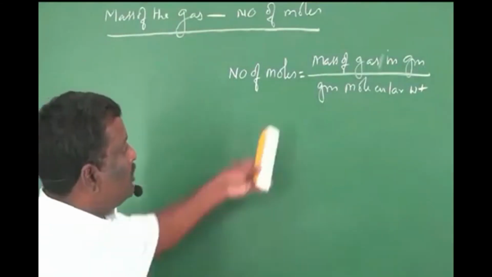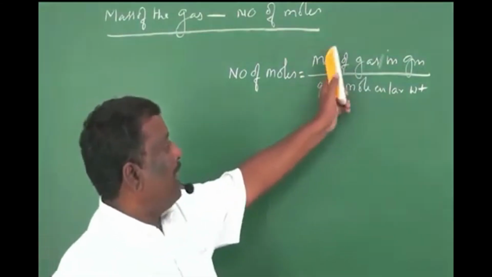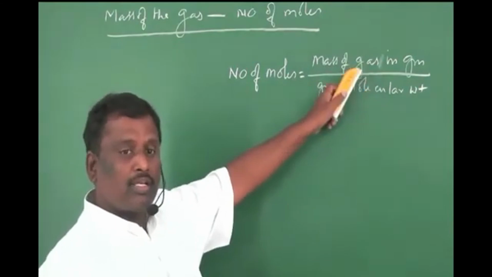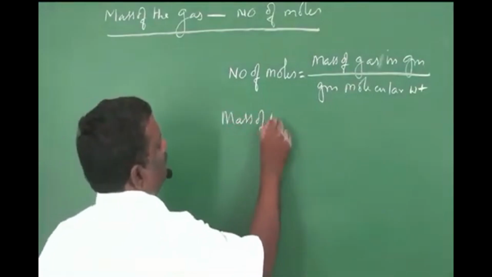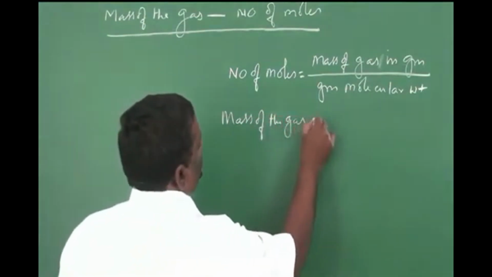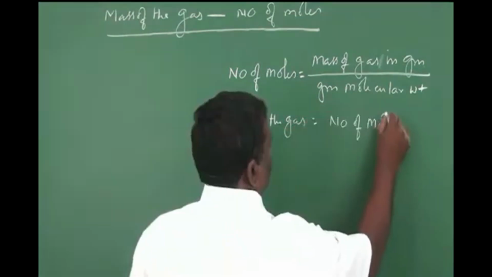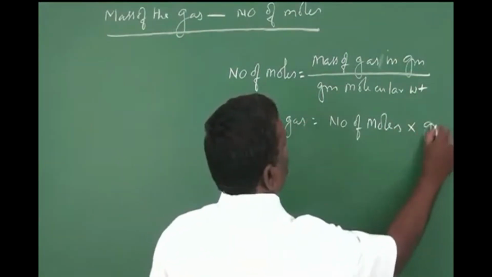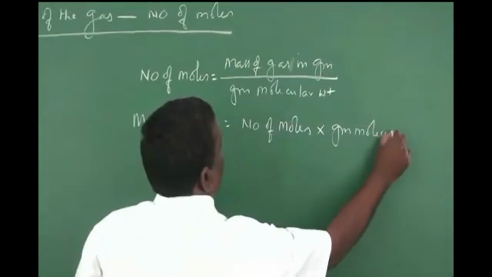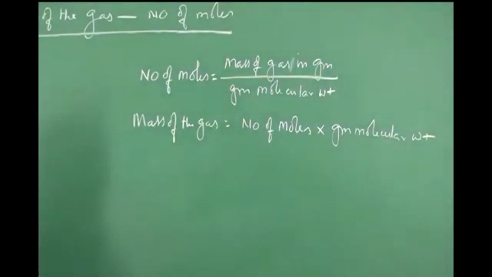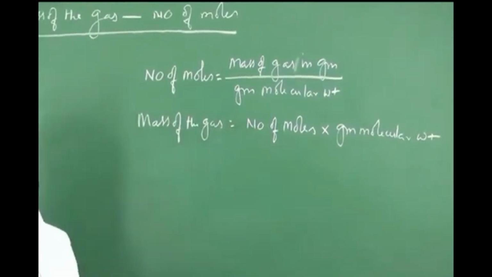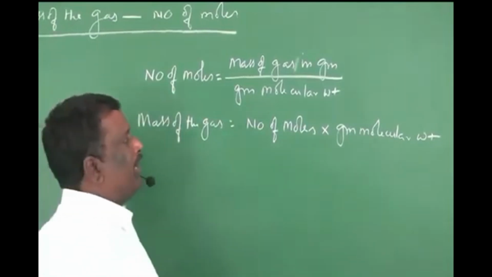Or sometimes they may ask you the mass of the gas by giving number of moles and gram molecular weight. Sometimes they may ask like that also. Then you can get mass of the gas is equal to number of moles into gram molecular weight. Mass of gas in grams is equal to number of moles into gram molecular weight.